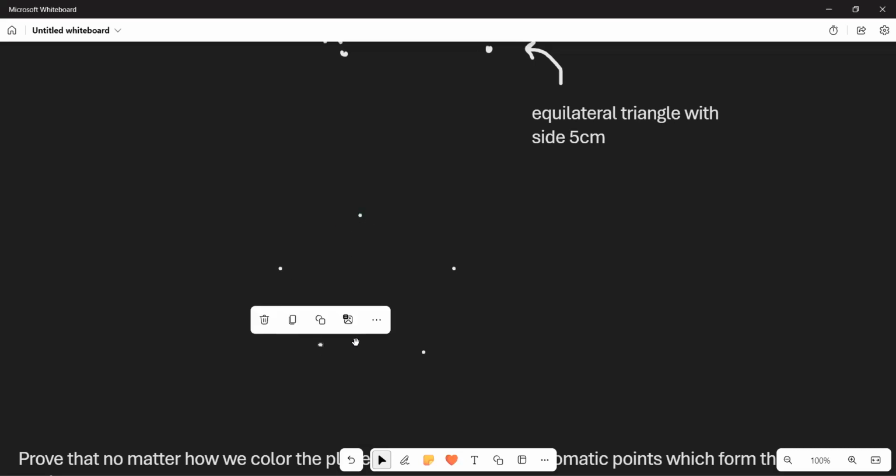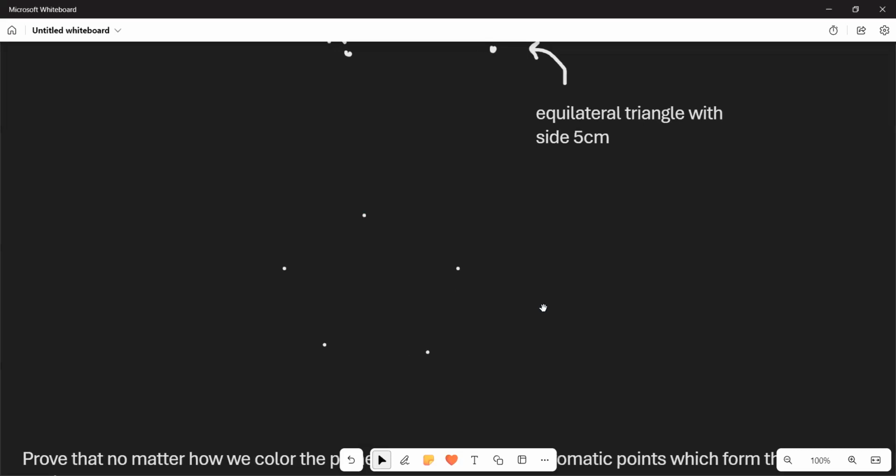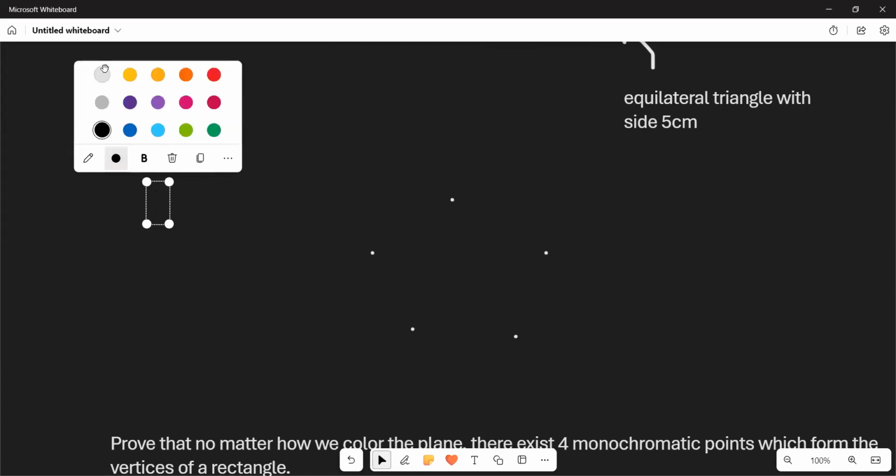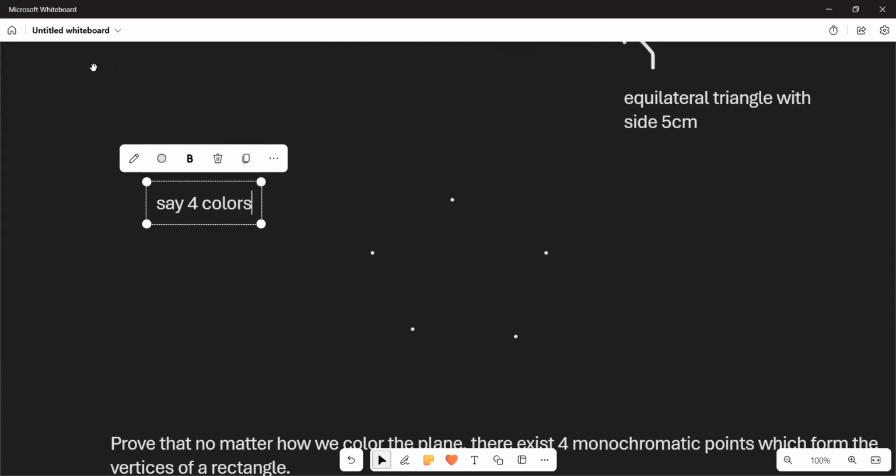So we have 5 points where every adjacent pair is 5 centimeters apart. And now we only have 4 colors, which means that some 2 of these are going to be of the same color. So that tells us that even if we color in 4 colors instead of, let's say, 2, by looking at the pentagon, we'll be able to see that we have 2 points which are at a distance of 5 centimeters away. This is what Shivans was saying.